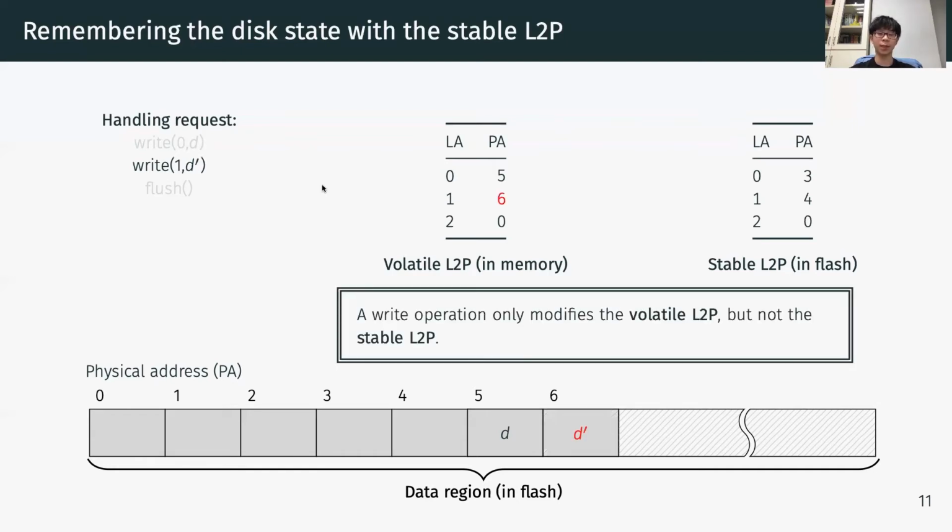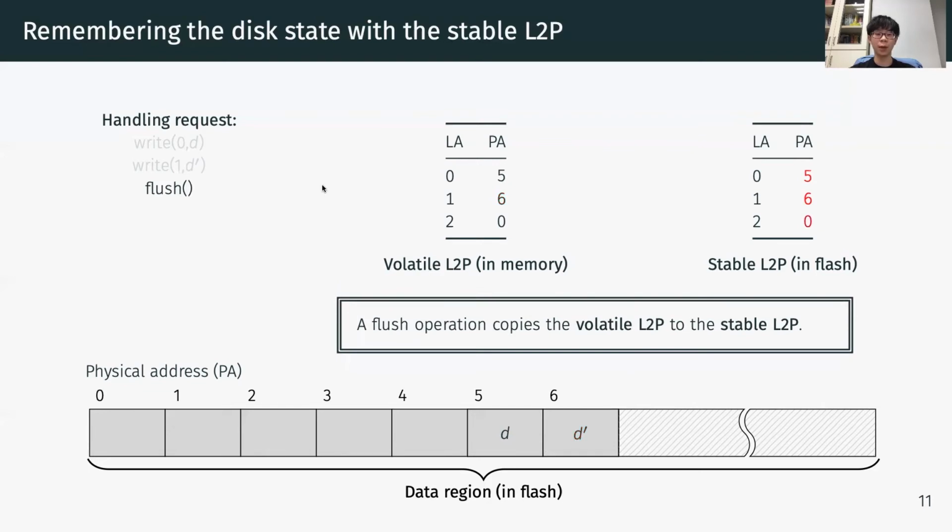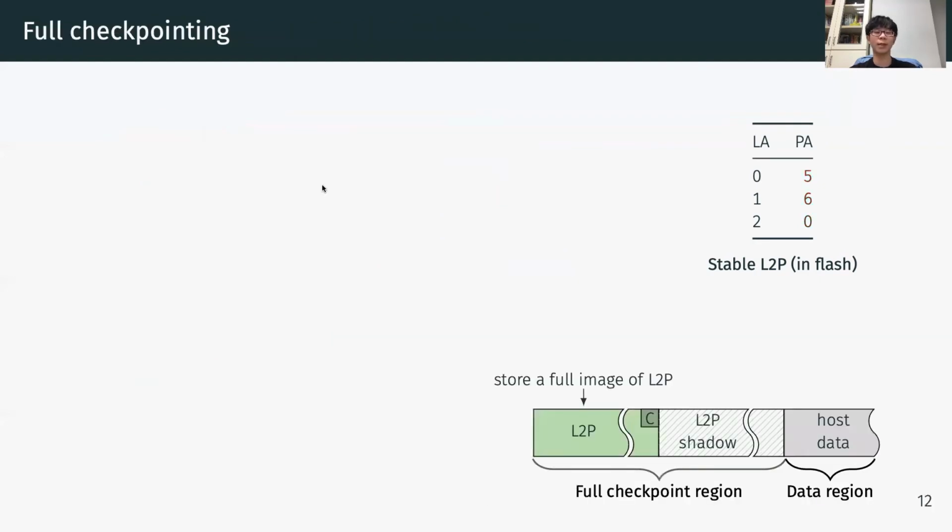When SCFTL receives a write operation, it only modifies the volatile L2P, but not the stable L2P. On the flush operation, SCFTL copies the volatile L2P to the stable L2P. The next question is, how to efficiently maintain the stable L2P. In SCFTL, the stable L2P is stored as a full image in flash memory, and we call this process full checkpointing.